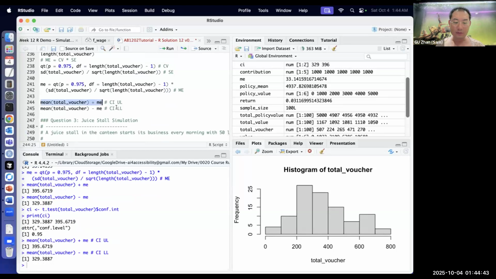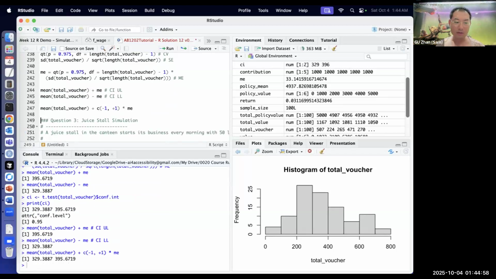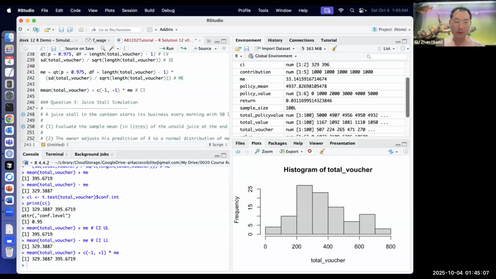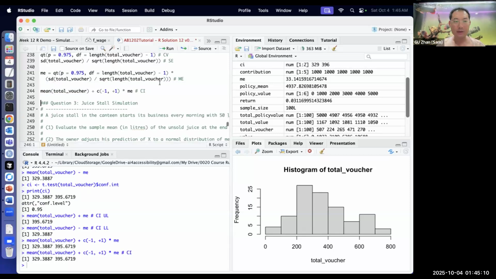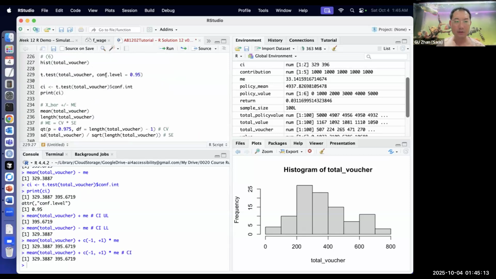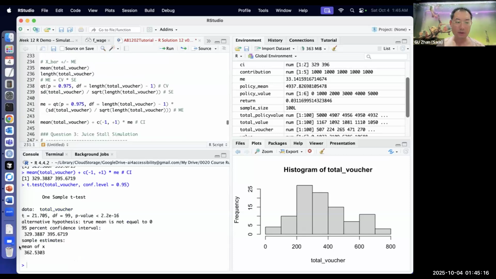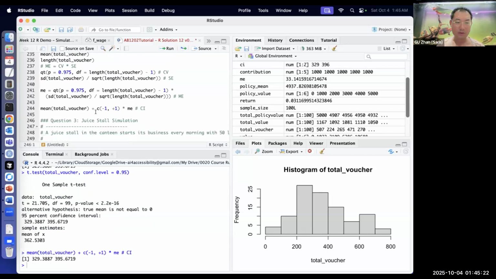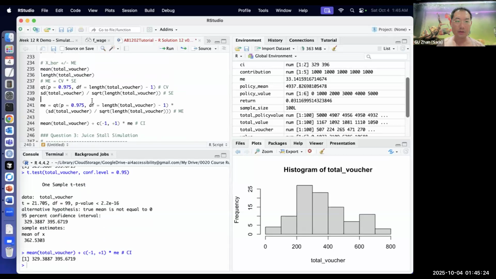If I'm not wrong, we can also write this as plus minus 1 plus 1 times, maybe try this. Okay, yeah, same. So this is your CI. Okay, so this is manually calculated, same as you are using the t-test. So t-test will give you this range, then manual calculation will give you the same range. Okay, same range. Okay, good.